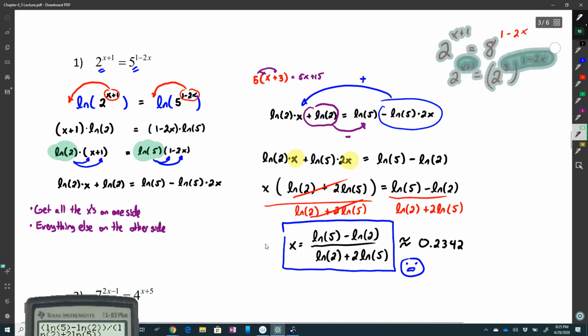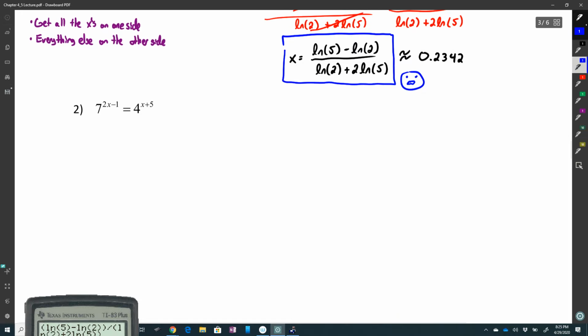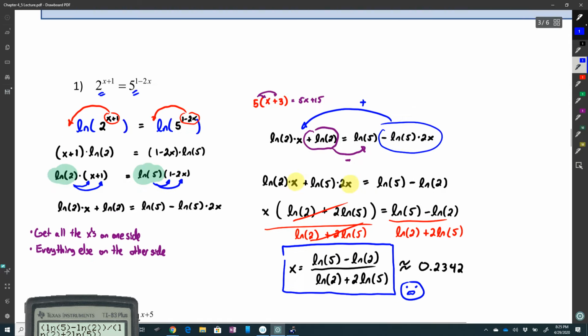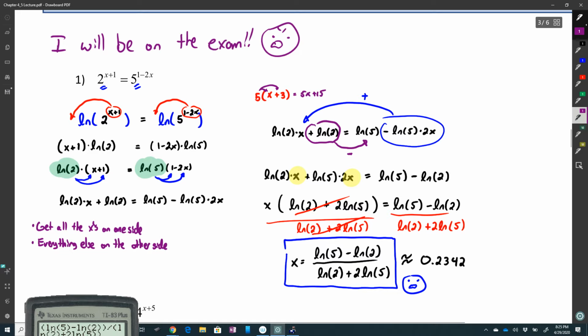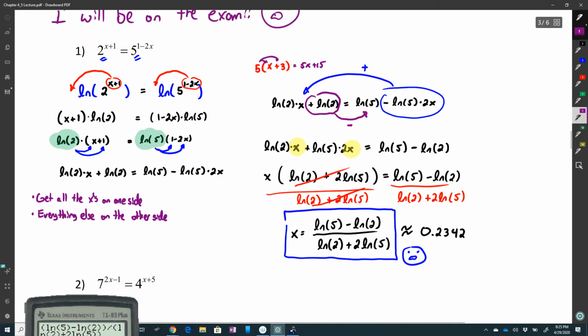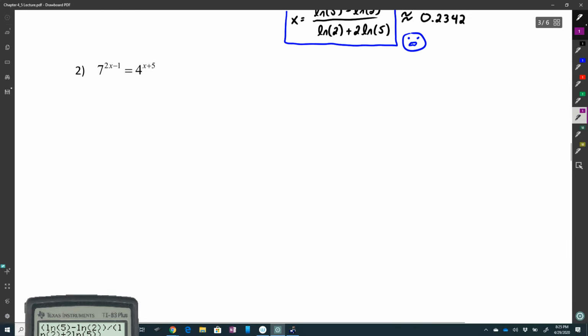Anyway, go ahead and work on this problem. I'll post the video to Canvas so you can see if you got it right or not. But I can guarantee you that this problem will be on the test. Okay, so you're going to see that question as one of the questions to solve, and you have to know how to solve it. Okay, there's no escaping it. All right, so work on that one.